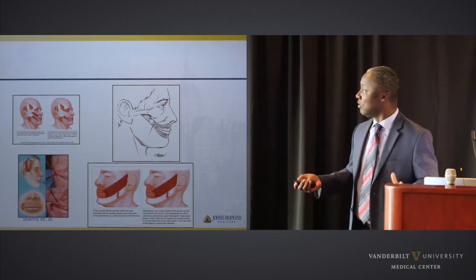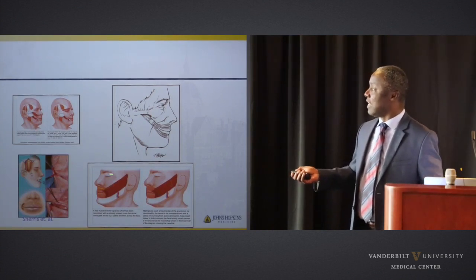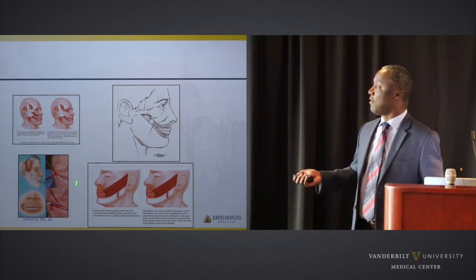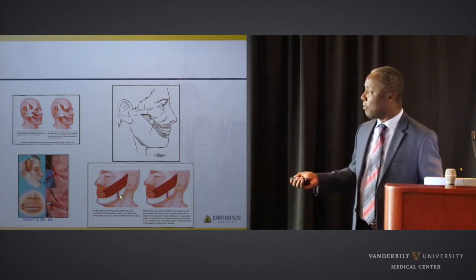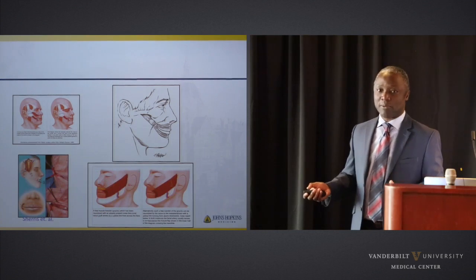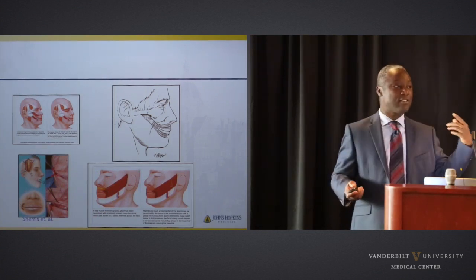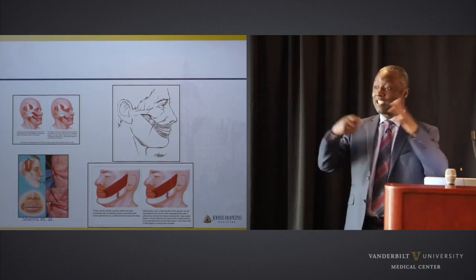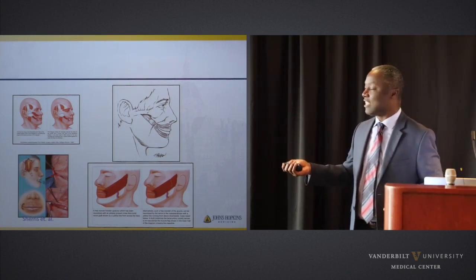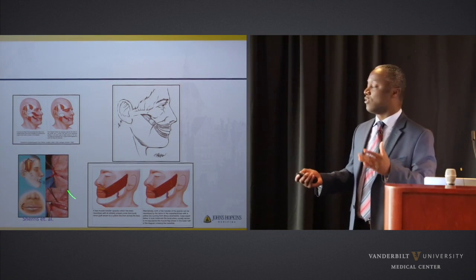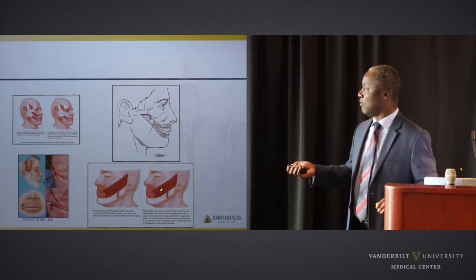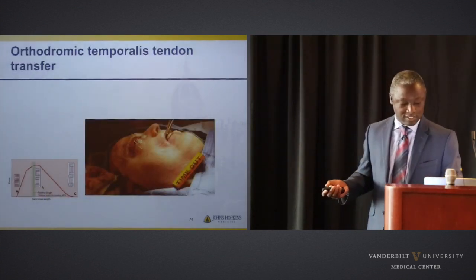It has its role. The mainstay now is the use of free functional muscle transfer, which is the gracilis. I'll talk a little bit more about the gracilis, the problems with the gracilis, and what we are doing to make them better. Remember the first image that I showed you of the kid smiling? The gracilis of these days do not give us that, but that's where we're going. So I'll show you some of the modifications that we've proposed to improve the gracilis.